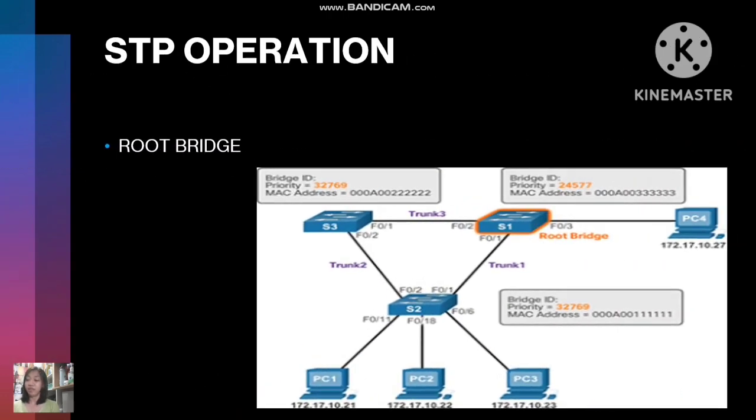Next, we have the root bridge. Every spanning tree instance has a switch designated as the root bridge, referring to this figure. The root bridge serves as a reference point for all spanning tree calculations to determine which redundant paths to block.